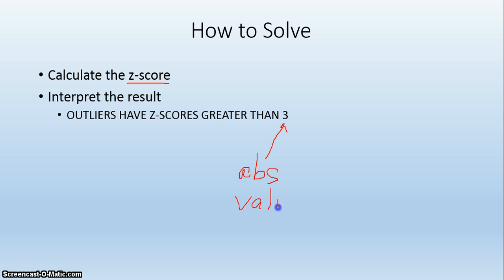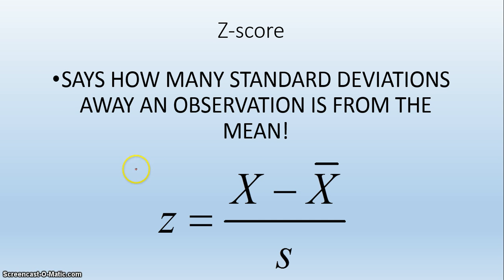Yes, absolute value. So if it's less than -3, so -4, -5, -6, and so on, or greater than +3, 3, 4, 5, 6, 7, 8, 9, 10, and so on, then it's an outlier. So let's try it, right? Here's our Z-score formula: your observed data value subtracted from your mean or sample mean, divided by the standard deviation of your sample or population.